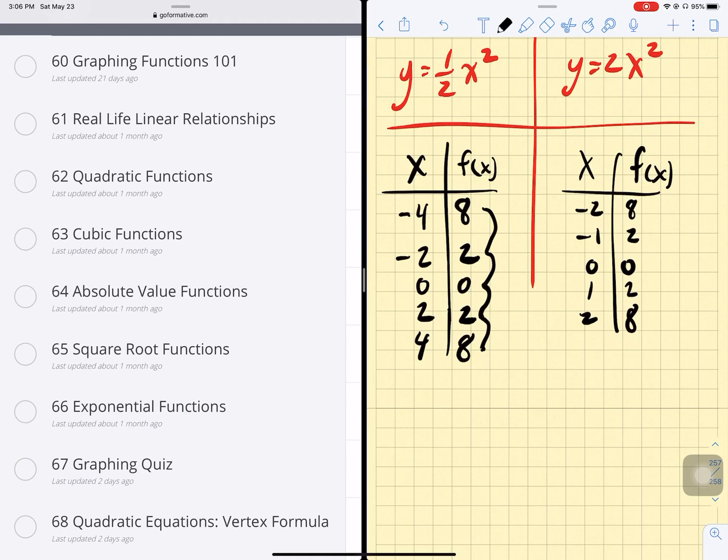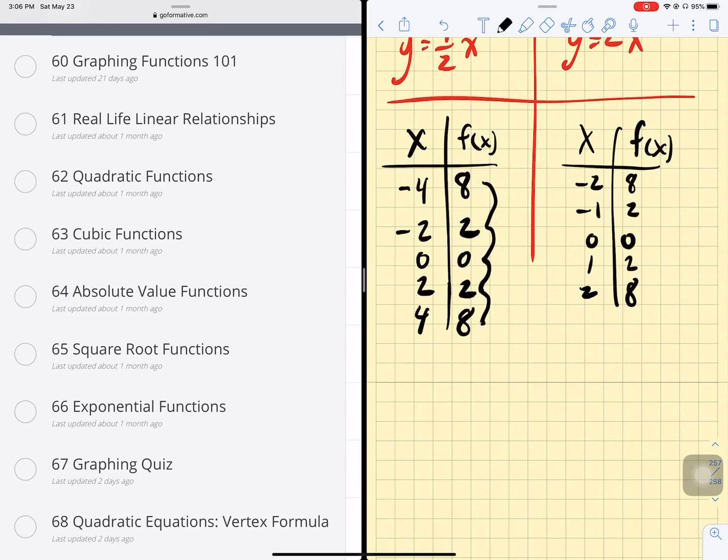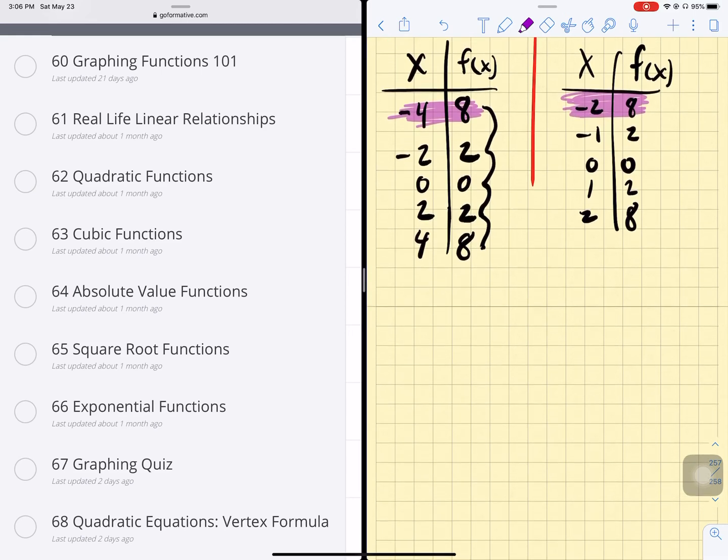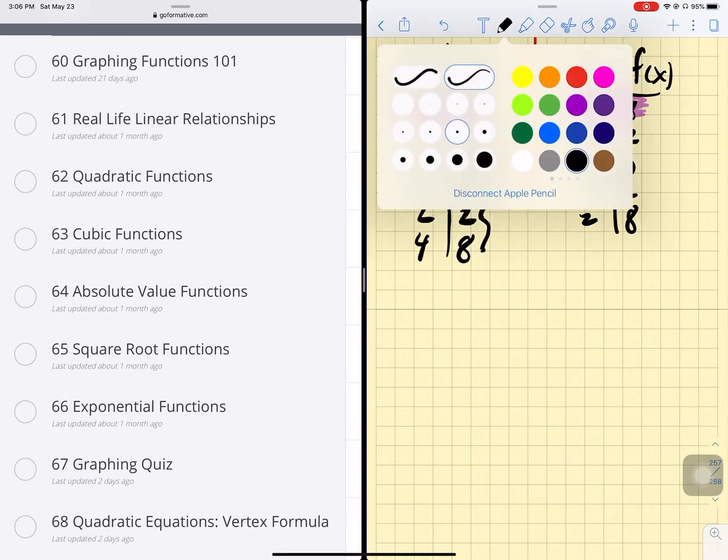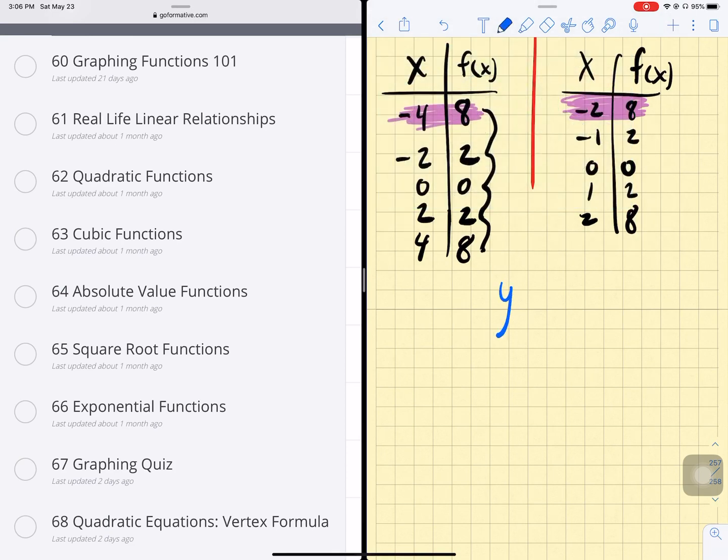Now you might think, wow, those are identical. But they're actually not identical. Look, that's different from this one. So let's graph those and I'll show you. So first I'll do the half, y equals half x squared.